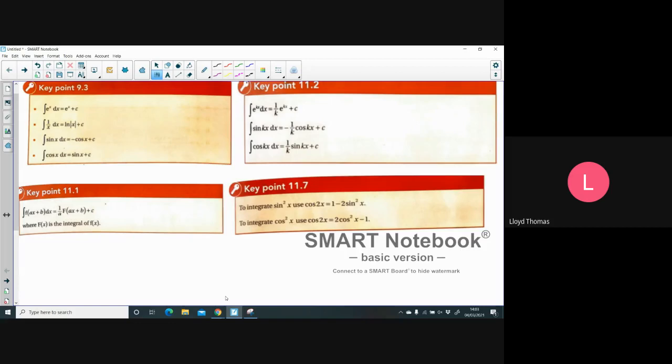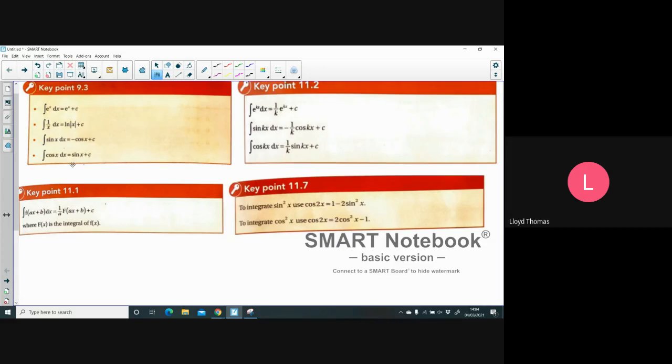So the four basic ones, here's a reminder: when you integrate e to the x, it stays the same, plus c. When you integrate 1 over x, or a fraction like this, where the term that we differentiate with respect to is on the bottom, it's ln of x, technically with the modulus symbol around the x, plus c. The integral of sine is minus cos. The integral of cos is sine. Now you need to remember them.